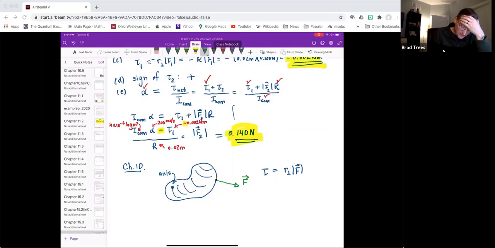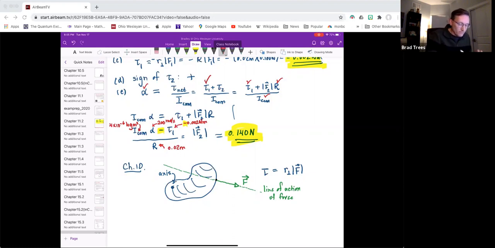The procedure is just extend the force arrow line in both directions. You may need to, like that. That's called the line of action of the force. That's not the moment arm yet. Here's how you get the moment arm.